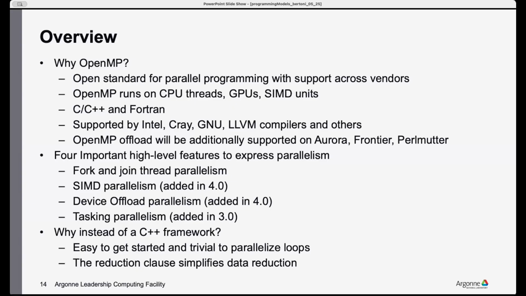And just a quick reason for why someone would prefer to use OpenMP over CUDA or the C or C++ frameworks is that it's really easy to get started with. It's trivial to parallelize loops. It also has some convenience directives, like for instance the reduction clause, which lets reductions of variables be computed really easily on the developer side.